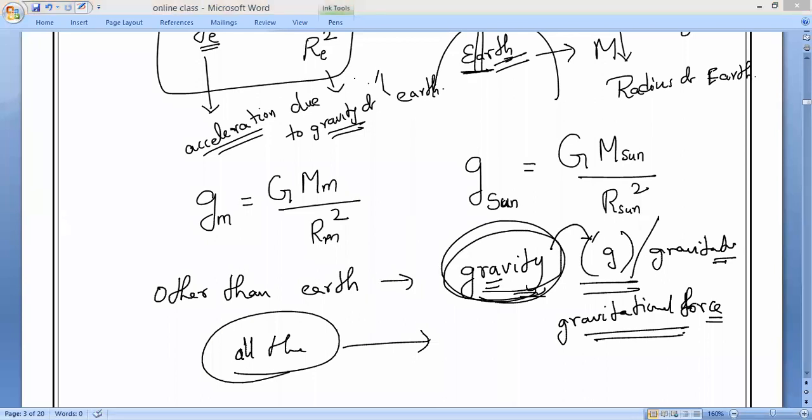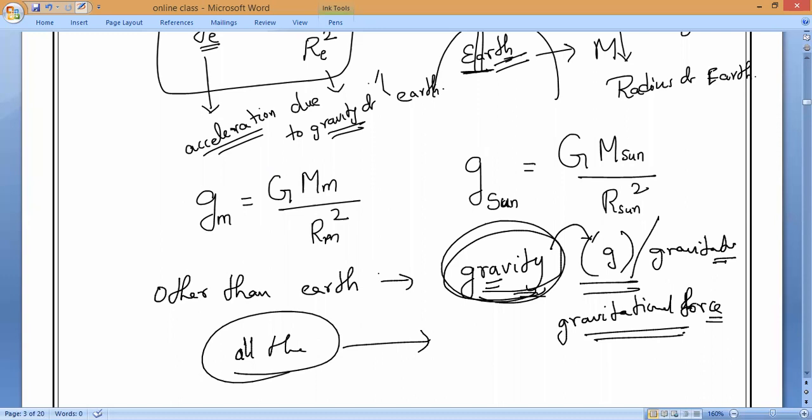For Earth alone, we can use the word gravity, or commonly gravitational force. But for other bodies, we cannot say gravity of the sun. We have to say gravitational force of the sun. For Earth, we can say gravity of Earth. But for the moon, gravitational force of the moon. Sun, gravitational force of the sun. Jupiter, gravitational force of Jupiter. Mars, gravitational force of Mars. That is what you should remember. Is it okay, guys?